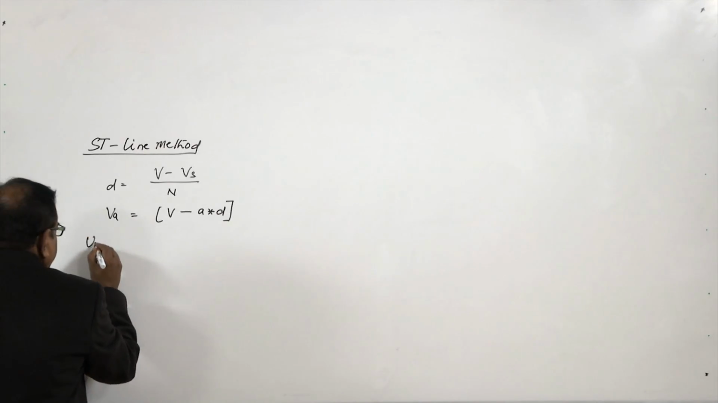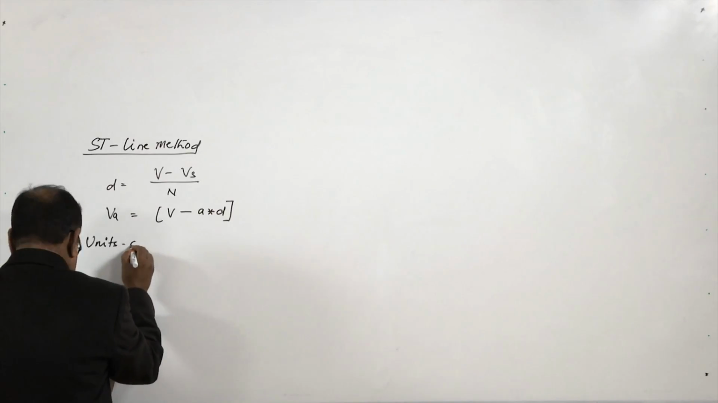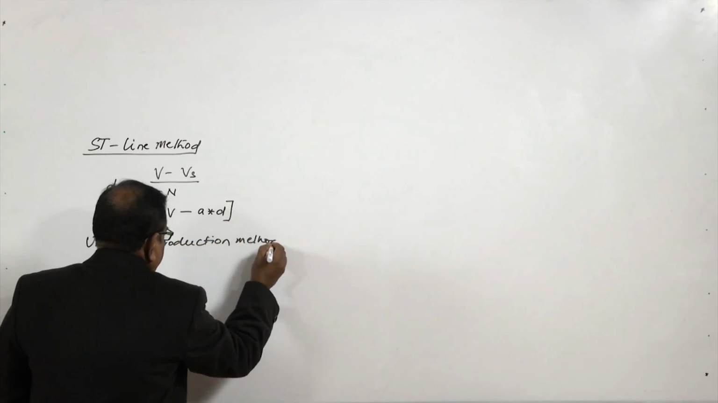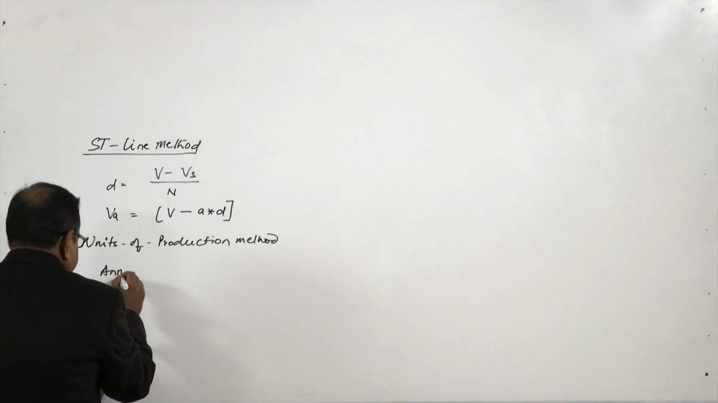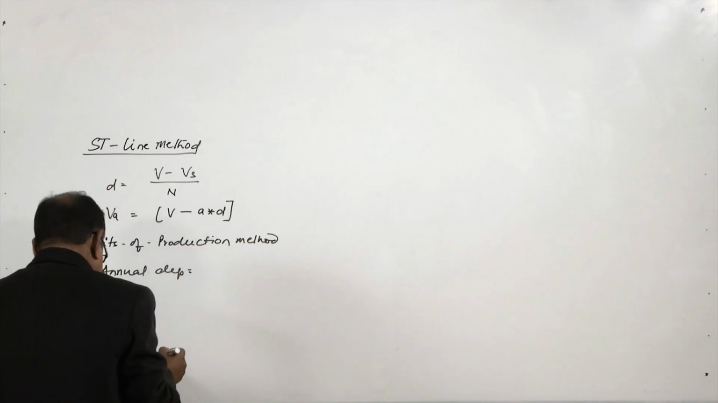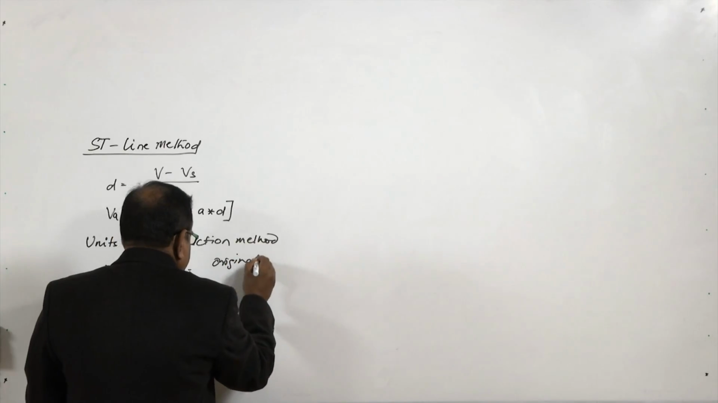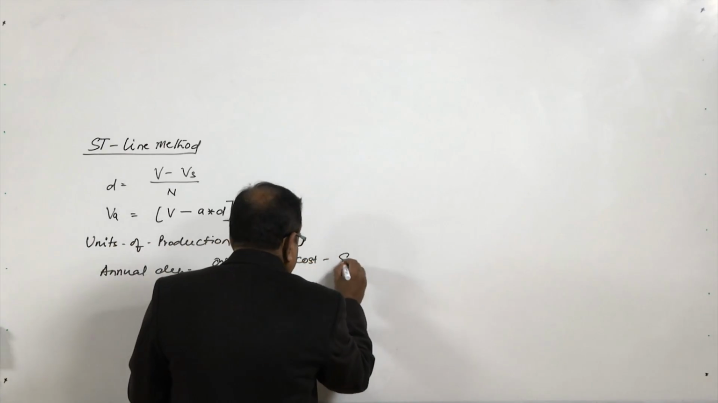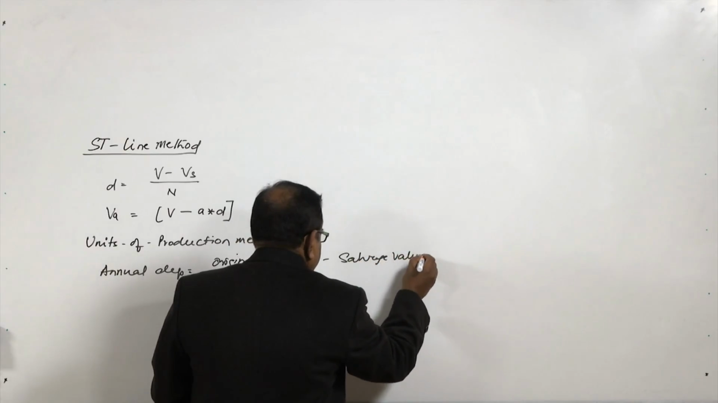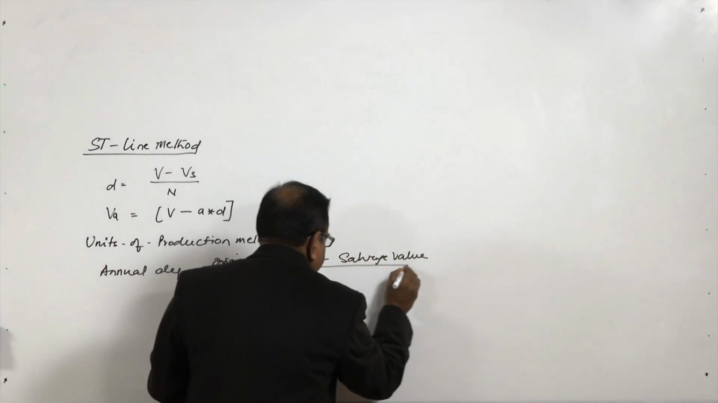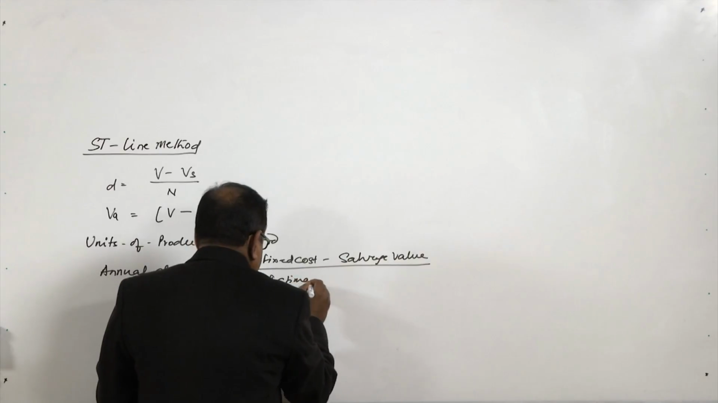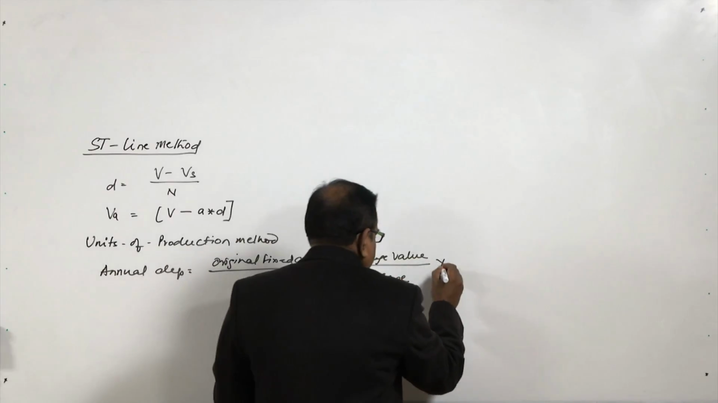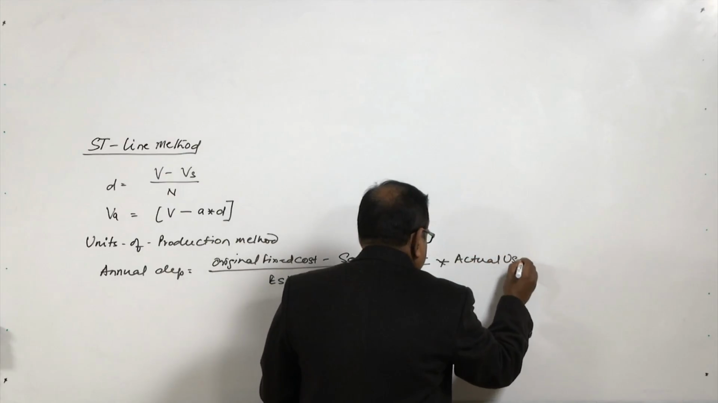Now, for the units of production method, the annual depreciation is equal to (original fixed cost minus salvage value) divided by estimated total usage, into actual usage.